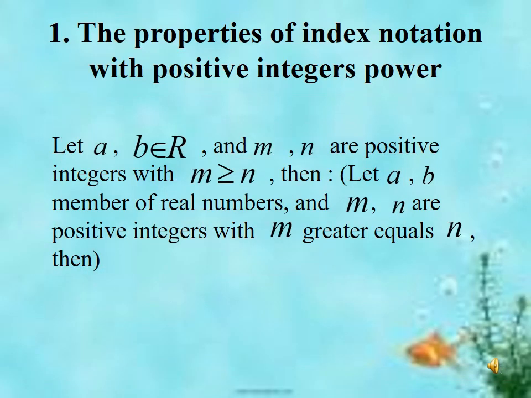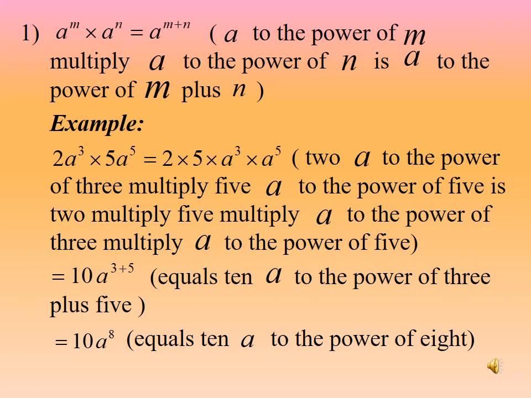The properties of index notation with positive integer powers. Let a be a member of the real numbers, and m and n be positive integers with m greater than or equal to n. Then, 1. a to the power of m multiply a to the power of n is a to the power of m plus n. Example: 2a to the power of 3 multiply 5a to the power of 5 is 2 multiply 5 multiply a to the power of 3 multiply a to the power of 5, equals 10a to the power of 3 plus 5, equals 10a to the power of 8.